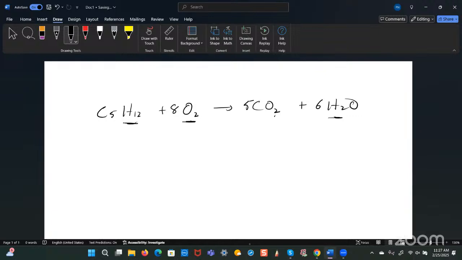Everything is now balanced. You have 5 carbons on both sides, you have 12 hydrogens on both sides, and you have 16 oxygens on both sides. So now the equation is balanced. All right? Okay, very good.